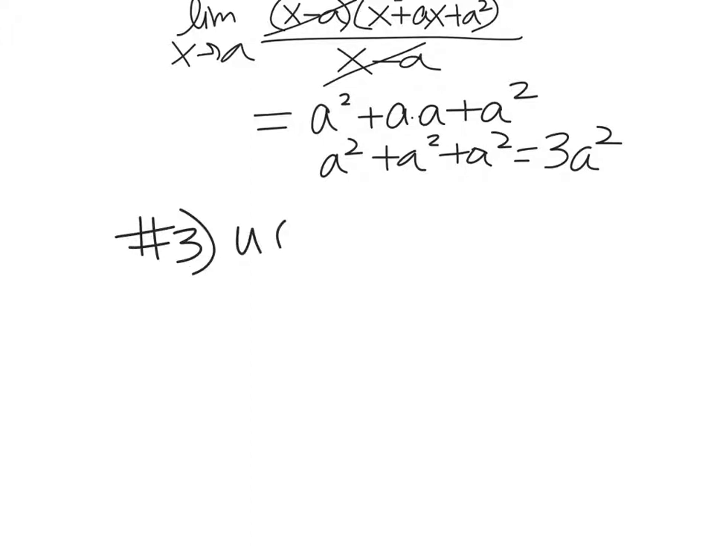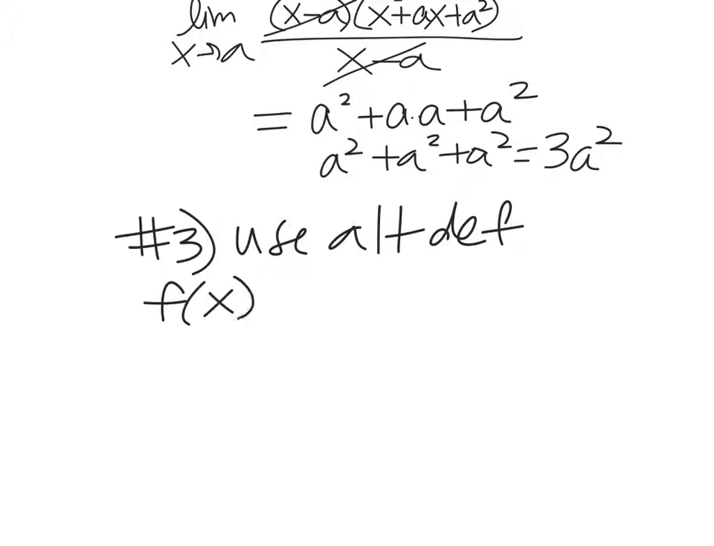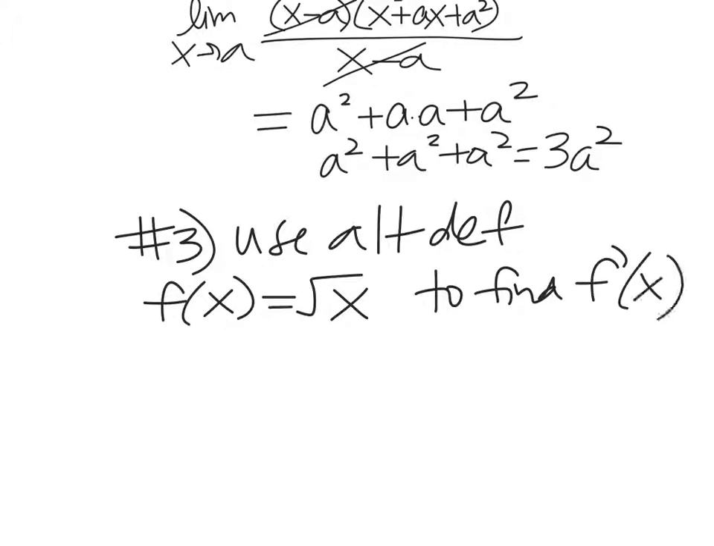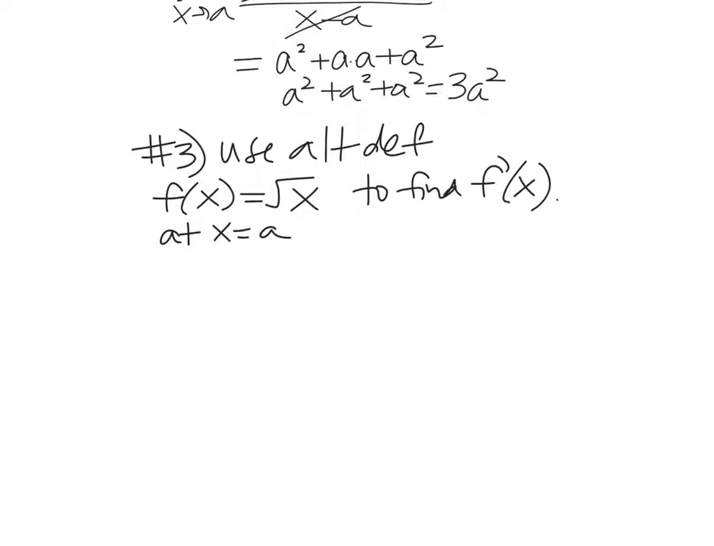All right, number 3. Use the alternate definition. Given f of x equals the square root of x, find f prime of x. Use the alternate definition to find f prime of x. Just at x equals a. Not at a specific x, like 9 or 4 or whatever. Just at x equals a.